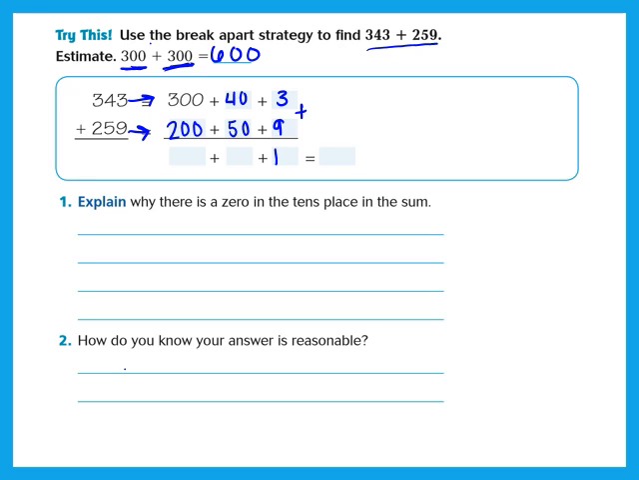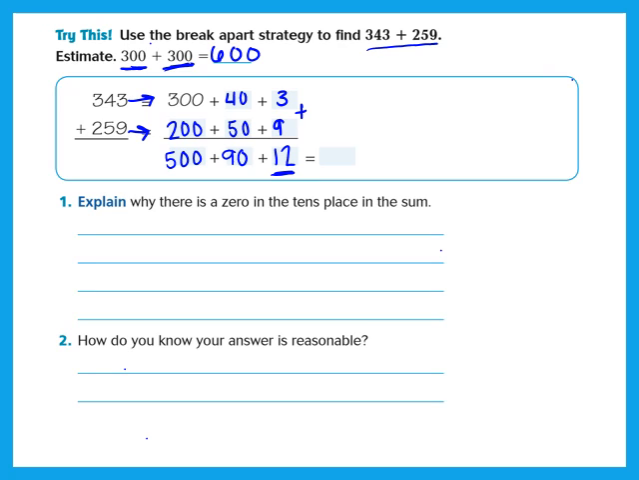3 plus 9 equals 12. I'm going to have to regroup this because I can't leave 12 in my ones place, but we'll get to that in a minute. Then I have 40 plus 50, that equals 90. So we write 90 in this blue box in the middle. And then I have 300 plus 200, and that equals 500. Now I'm supposed to add 500 plus 90 plus 12. But remember, I have to regroup this 12.